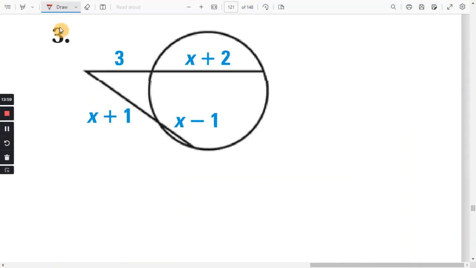All right, please try number 3. This one is a challenge. I think you're either going to have to set it equal to 0 and factor, or use the quadratic formula. Hopefully you can just factor it.